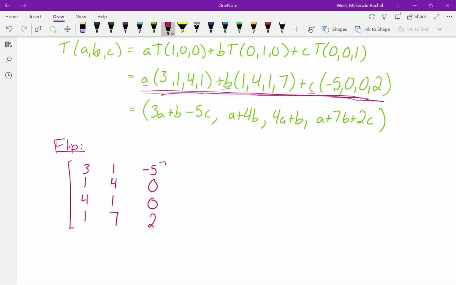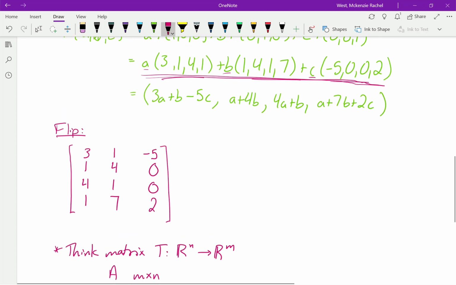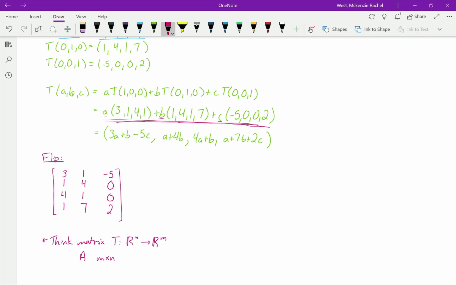And why did I choose to put them in columns like this? Well, let's think to our matrix transformations. So think matrix transformation, from R^n to R^m. So we want A to be an m by n matrix. If we look at our example here, it's going from 3-dimensional space, so n is 3, we have 3 columns, to 4-dimensional space, so we have m rows, 4 rows.